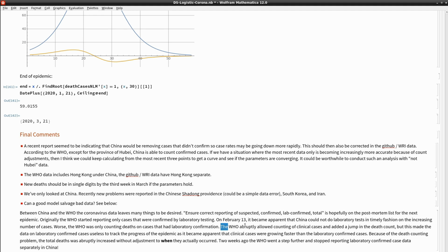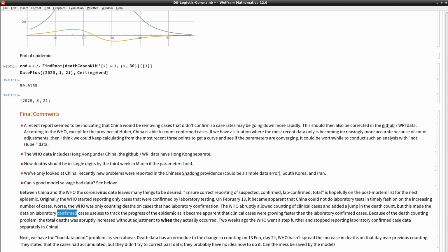The WHO then abruptly allowed the counting of clinical cases and added a jump in the death count, but this made the data on laboratory confirmed cases pretty much useless to track the progress of the epidemic, because it became apparent that clinical cases were growing faster than what was possible to confirm with laboratory tests. Due to the death counting problem, the total deaths were abruptly increased without any adjustment to when they actually occurred.